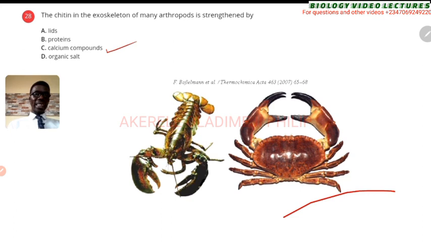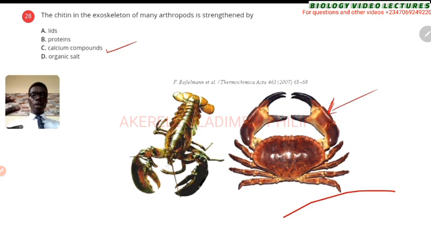The chitin in the exoskeleton of many arthropods is strengthened by calcium compounds. That's why it can be hard, like in crabs and prawns. Their chitin is very hard because it has been reinforced with calcium and some other compounds. It doesn't mean cockroaches don't have chitin. They have it, but theirs is not as hard as these, because it is not reinforced with calcium and other substances.